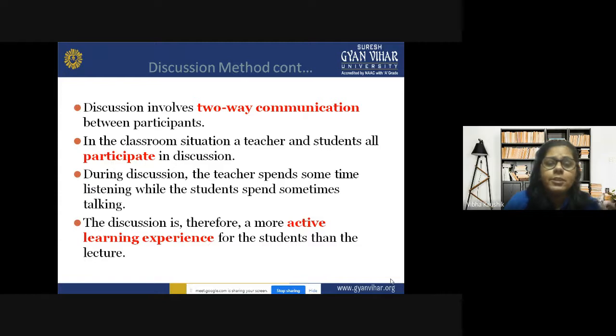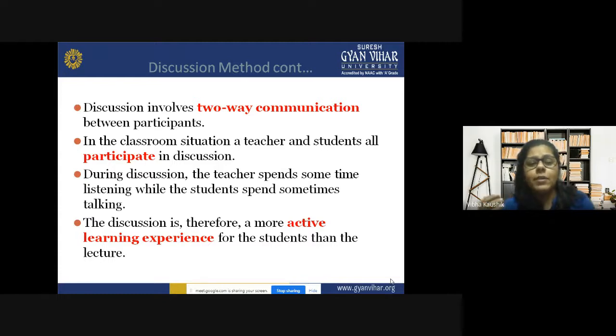Means if a discussion is to be there in a classroom, the teacher spends some time at the time of discussion listening to what the students are saying, while at the same time students are spending their time in talking, means they are sharing their ideas. The discussion is therefore a more active learning experience.